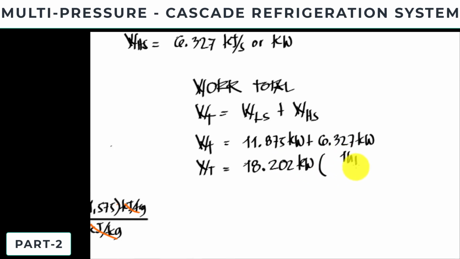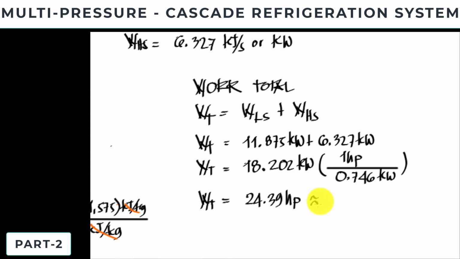Now let's convert this in terms of horsepower. So this is divided by 0.746 kilowatt per horsepower. So my total work is equal to 24.39 HP, or let's say 24.4 horsepower. So that will be the work.